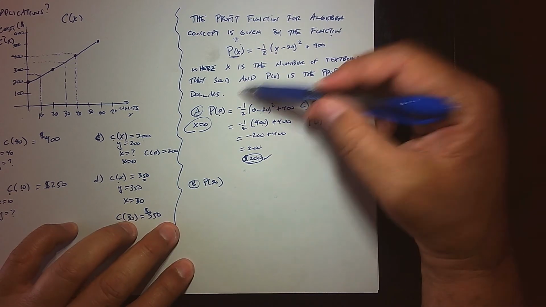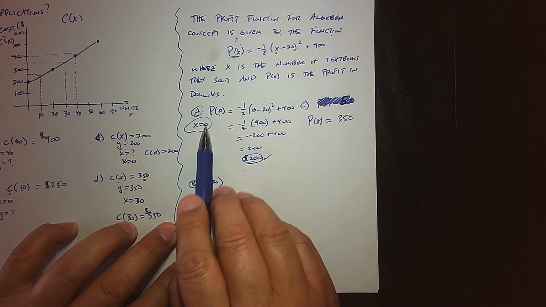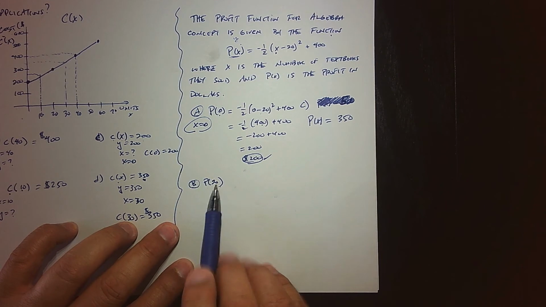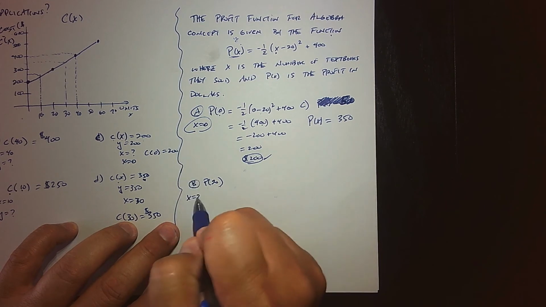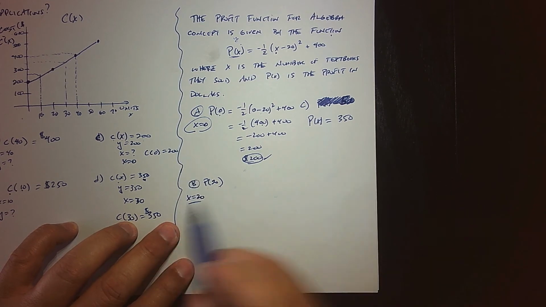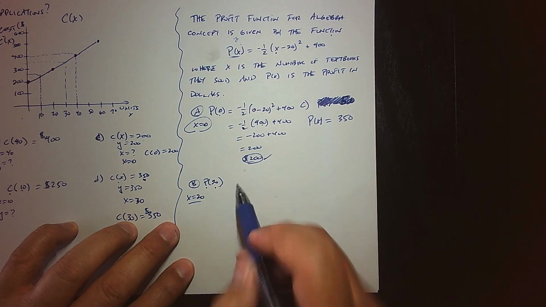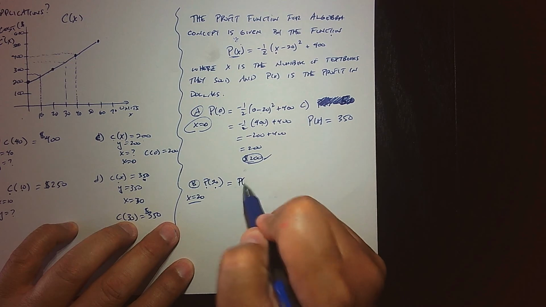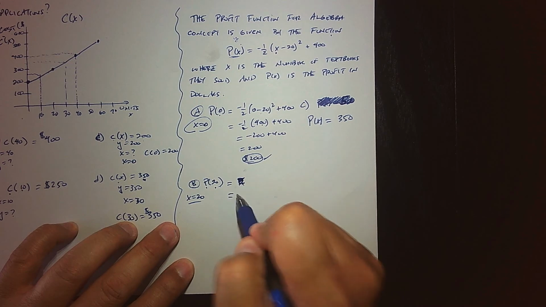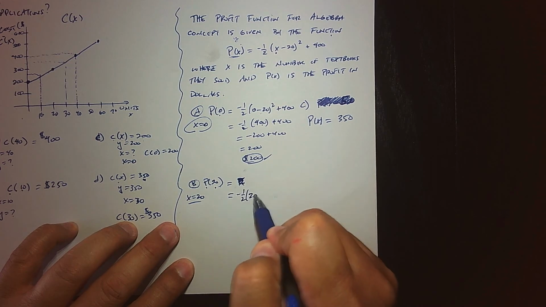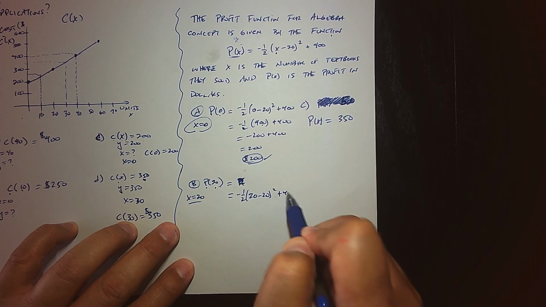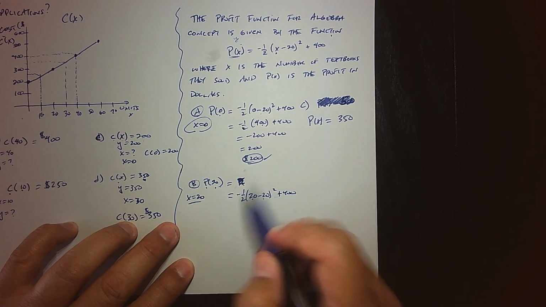All right, and again, we're just using the function notation. Next one, p of 20. Well, again, the way the notation is, x is 20. We're trying to find the profit when I have 20 textbooks. So how do we do that? We simply replace the x with 20. 20 take away 20 is 0.